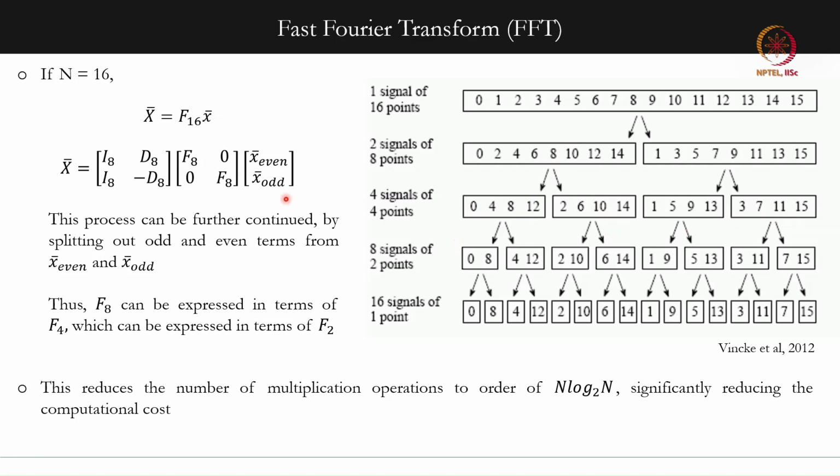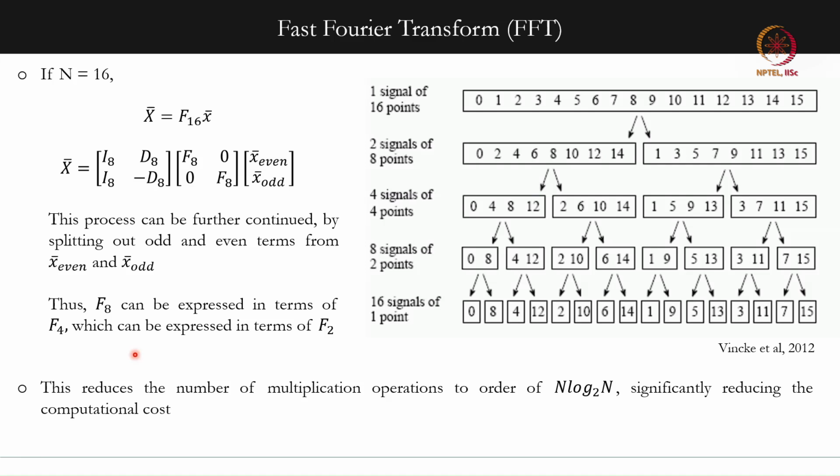And once we do that, we can see that we can basically express the F8 matrix, the DFT matrix of the order of 8 cross 8, in terms of a DFT matrix of the order of 4 cross 4, an F4 matrix. And further splitting, you can show that it can be expressed in terms of F2, which is a DFT matrix of the order of 2 cross 2. And now what we have essentially done is that we have been able to express our main DFT matrix in terms of a 2 cross 2 DFT matrix and other matrices that are of diagonal format, diagonal matrices basically.